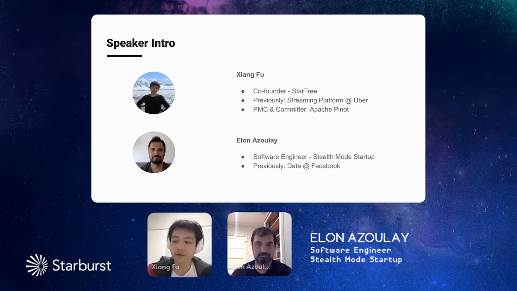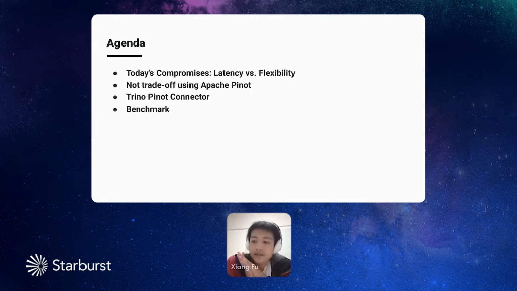In today's agenda, I'm going to first talk about how we do real-time analytics today, and what's being compromised for query flexibility and query latency. Then I will introduce Apache Pinot to solve the low latency part, and then Elon will talk about how we use the Trino Pinot connector to cover the entire landscape, for query flexibility as well as low query latency. And then in the last part, we will show some benchmarks and our future roadmap.